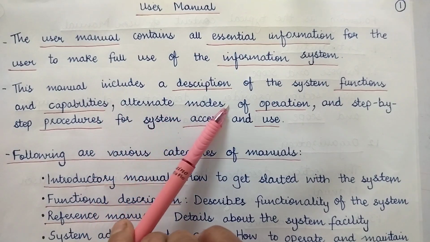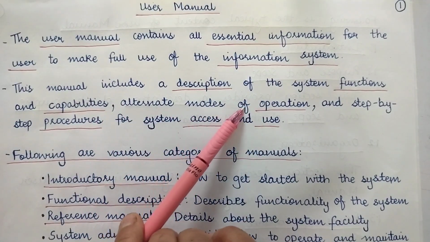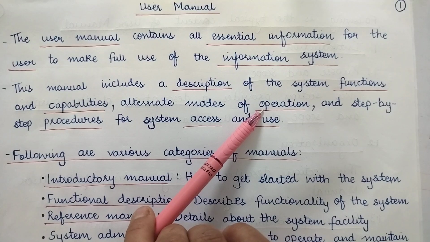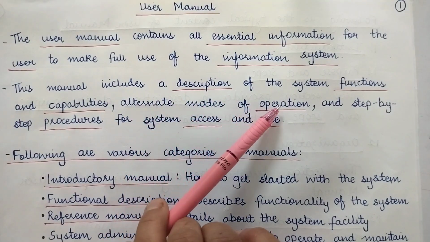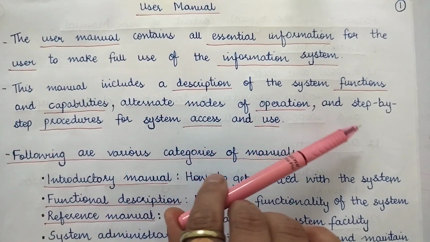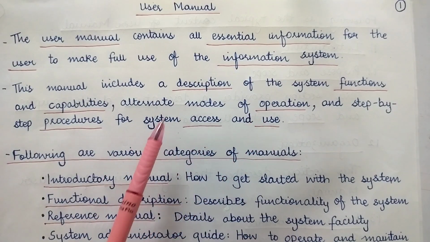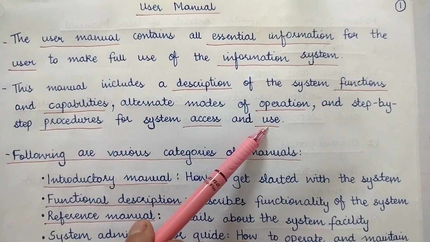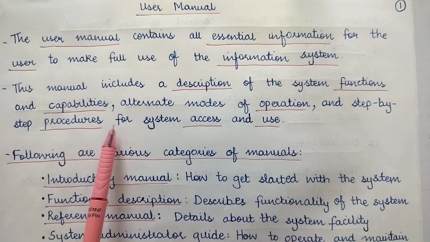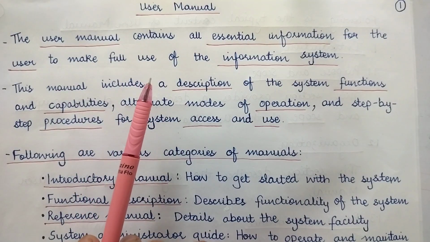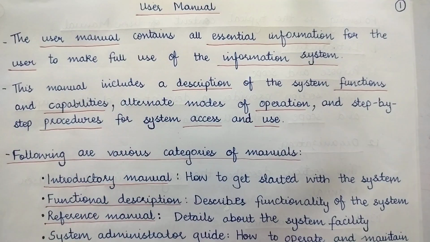Then what are the alternate modes of operation? If there are more than one ways of operating that particular system, then what are the alternate modes of operation? And step-by-step procedure for system access and use. How you can access the system or how you can use the system. A step-by-step procedure for doing that would be provided in the user manual.